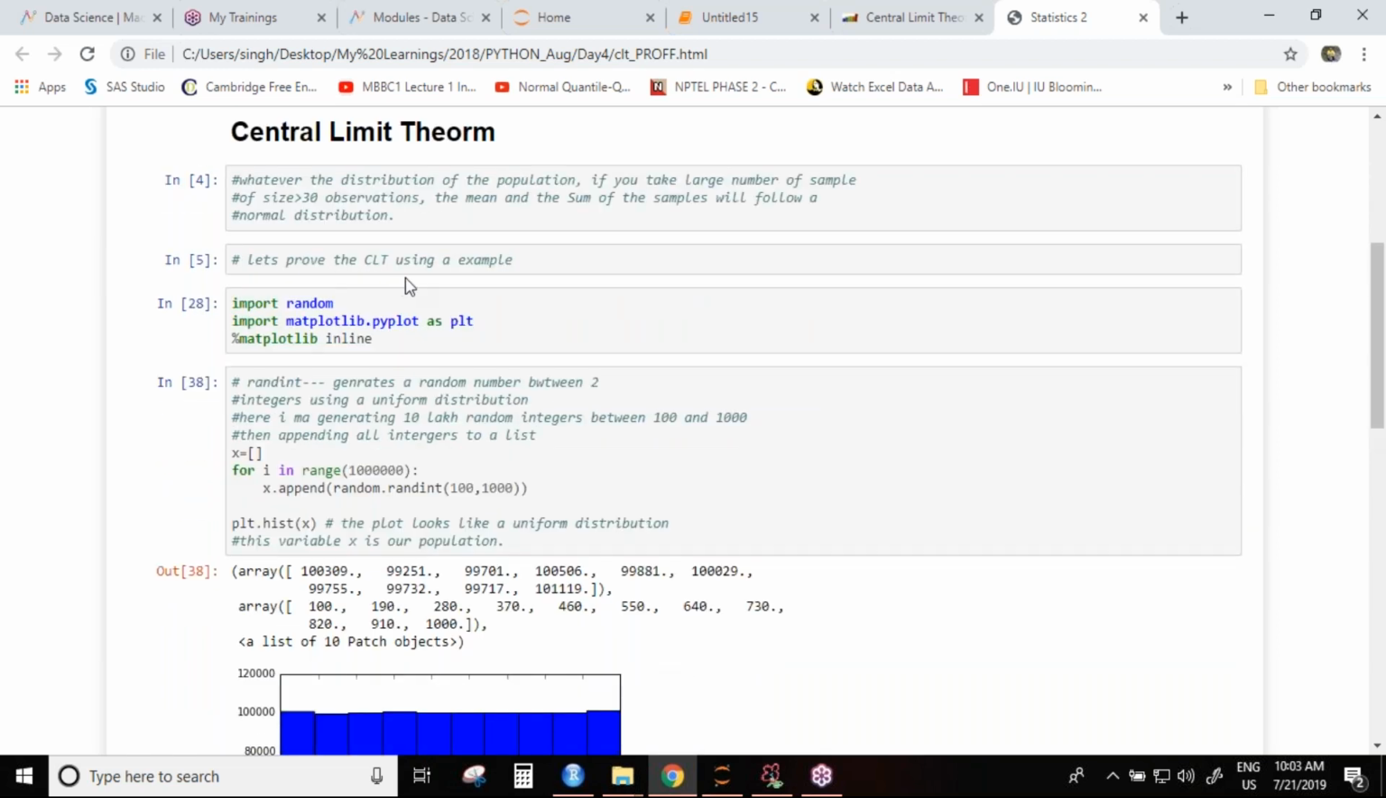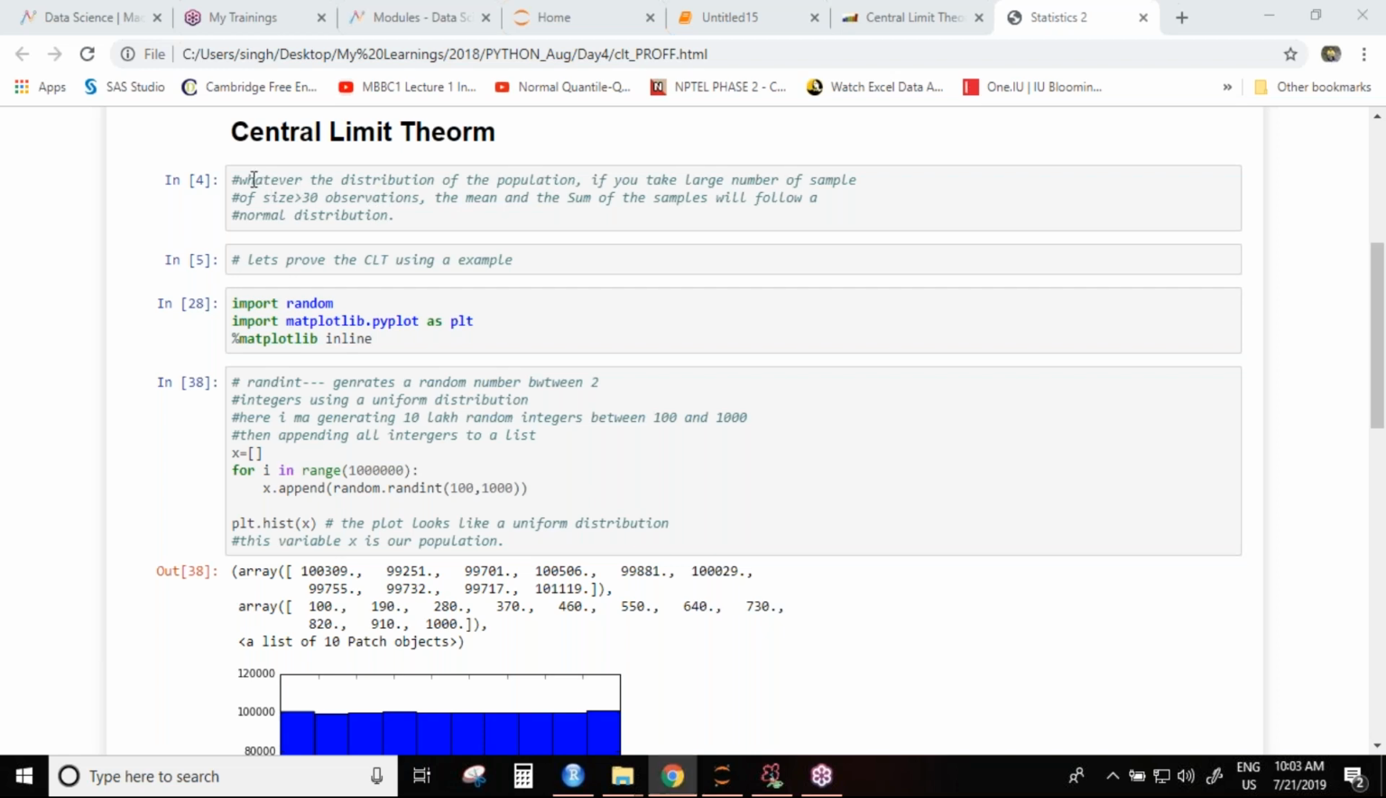Now let's come to the central limit theorem. Let's see what it says. First let me explain the theorem, and then maybe I'll show you the proof. Previously I was showing you the proof first and then the theorem. Let me first tell you the theorem. So what does the theorem tell you?